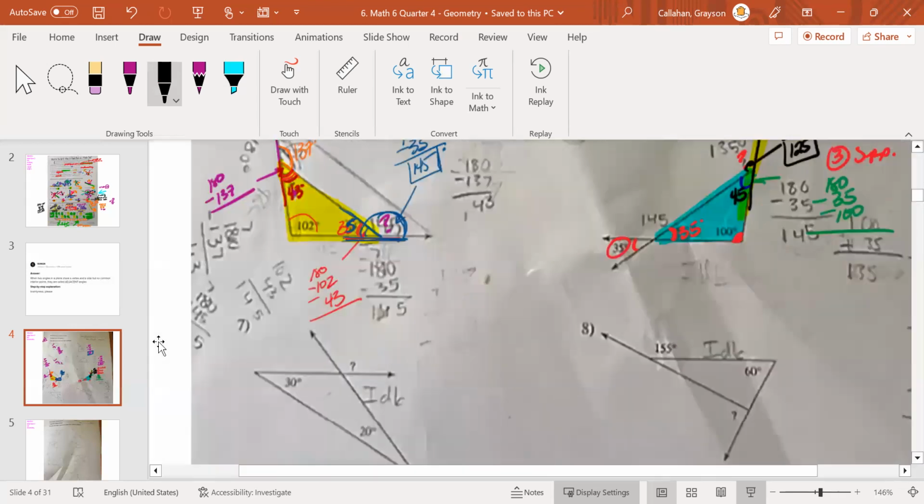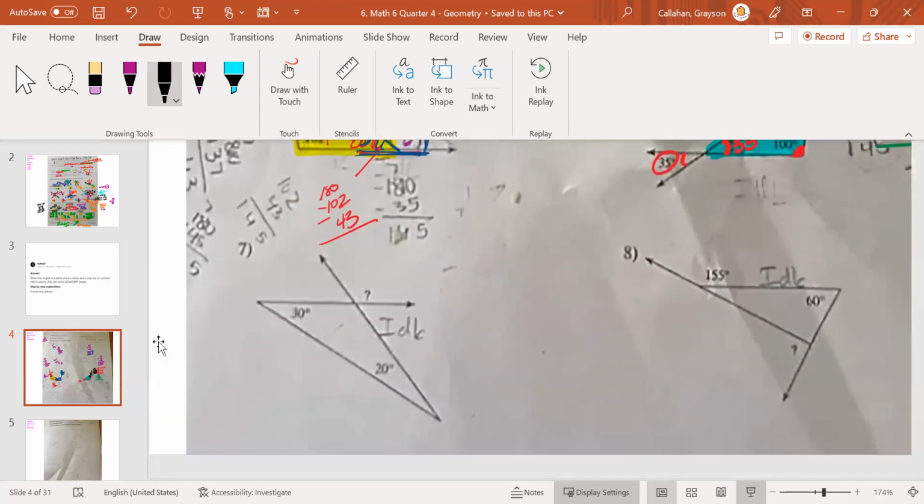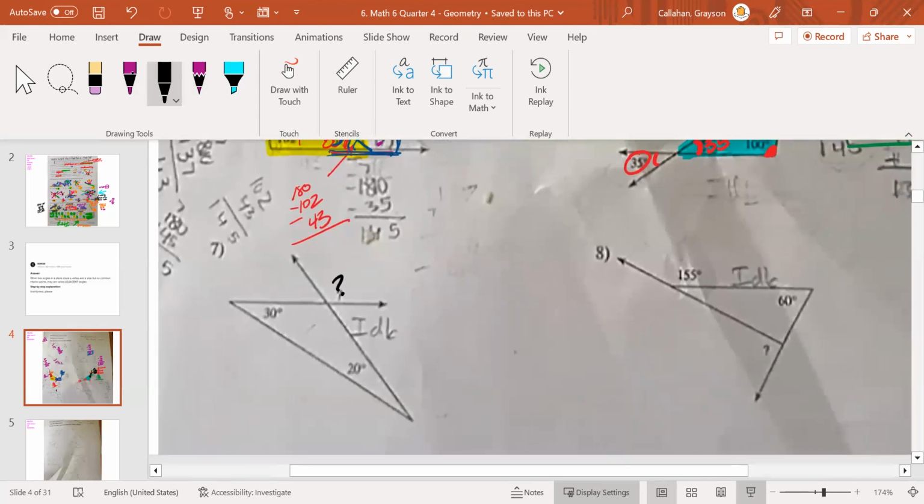Okay, number 7. Let's take a look at this one right here. You're trying to figure out this angle right there, right? Which one to use? Complementary, supplementary, or vertical angles? Nope, not quite. Don't see a 90-degree angle. What's your last choice? Do you see the vertical angle, the X right here? If I can figure out what this angle is right here, I know this angle will be opposite of that, right?